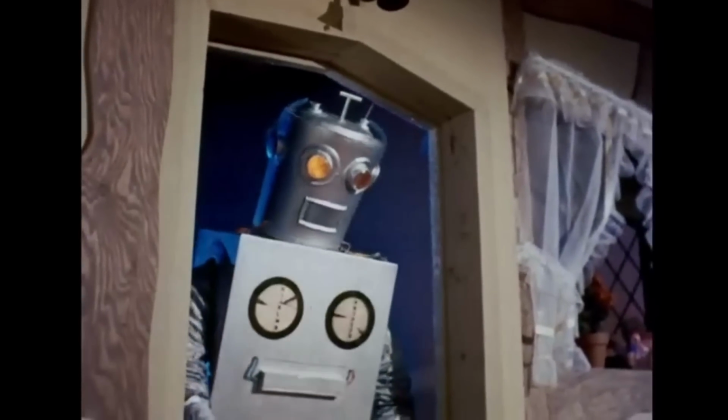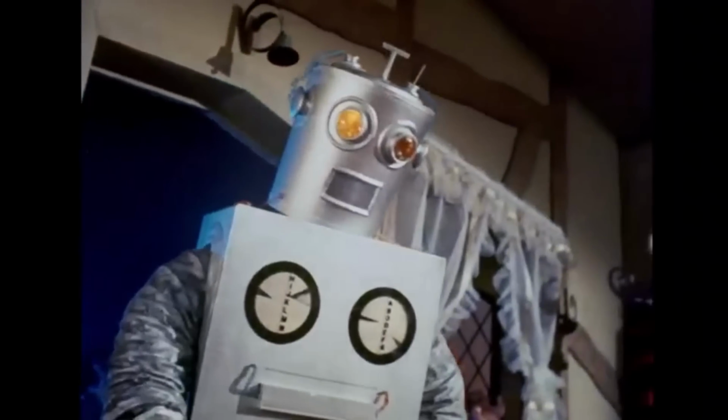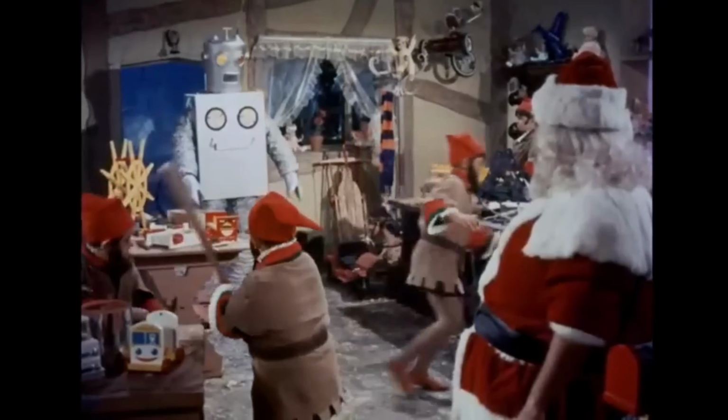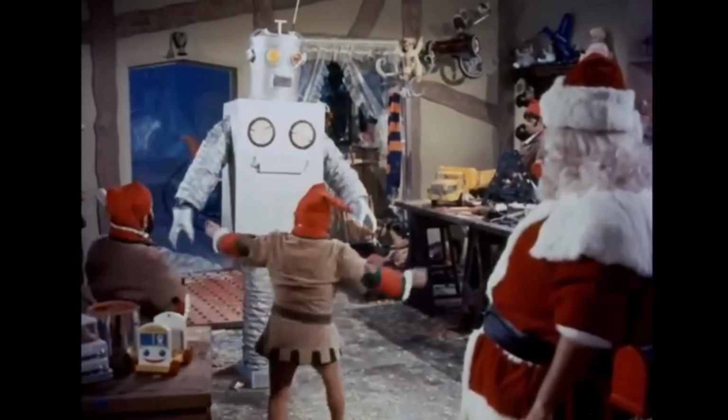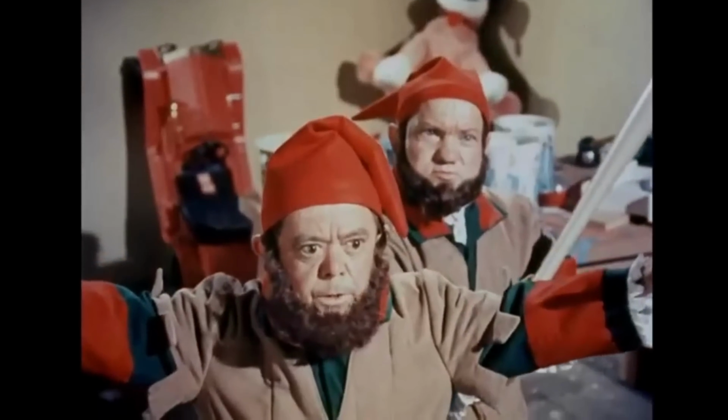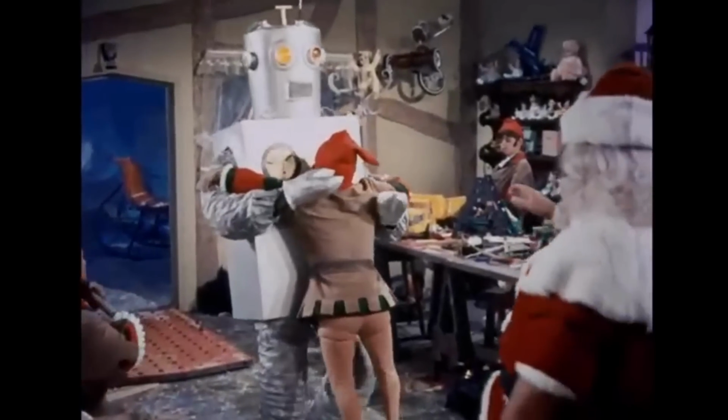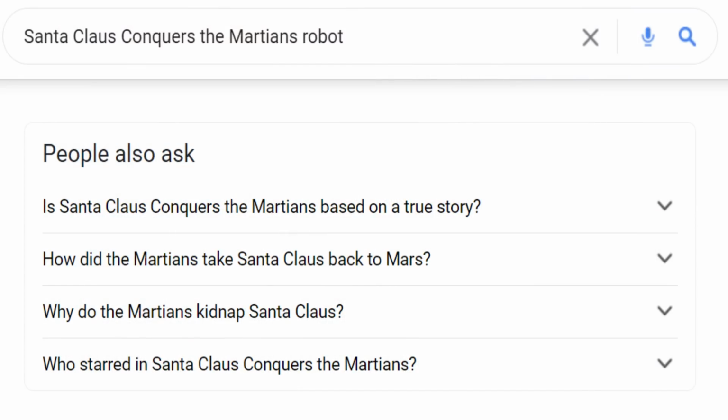But I could not find any information on who played Torg or who designed him, which is odd, considering even the person playing the polar bear is credited. Yet no Torg, which leads us to the obvious conclusion that Torg was actually a functioning robot. To further support this theory, I did an internet search, and the most frequently asked question about the film was, is Santa Claus Conquers the Martians based on a true story?